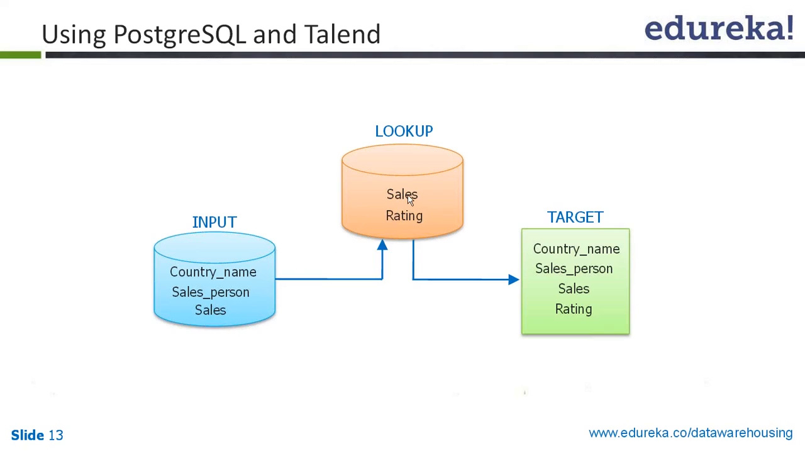I will do a lookup on the sales column and get the rating. For example, if the sales is 100, the rating is excellent. If the sales is 50, the rating is good, and so on. And I will populate a file in the target, with country name, salesperson, sales coming from the input, and rating coming from the lookup table. I have introduced both the tables as well as the files. These are the two different sources which are most commonly used in the production environment, so that you get comfortable.